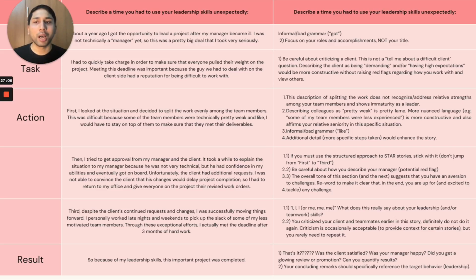Again, you are criticizing. You are describing your manager as saying he was not very technical, pointing out his negatives, pointing out that it was his fault. The general tone is that it's everyone's fault. The client is not listening to you. You try to explain to the client, but he's not listening to you. He should have listened. Don't do that.